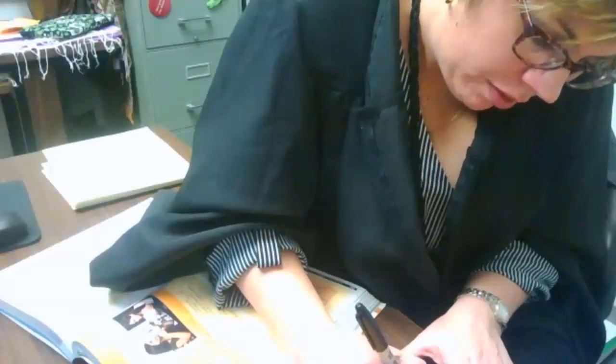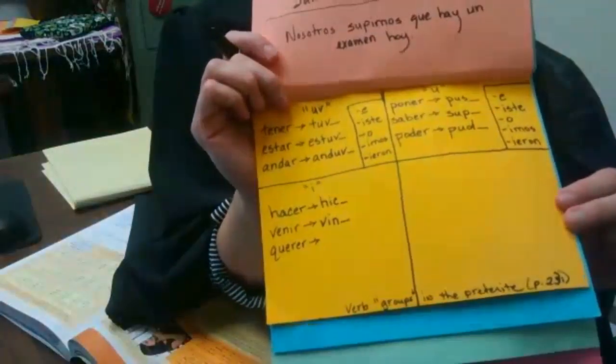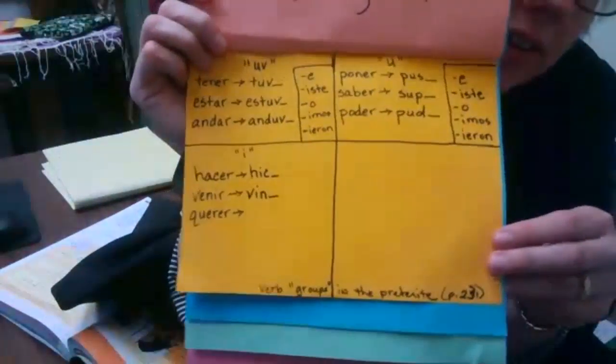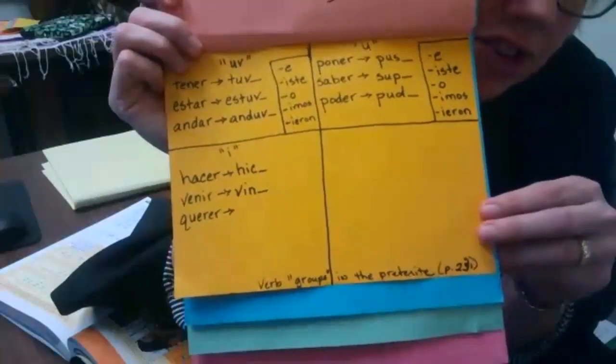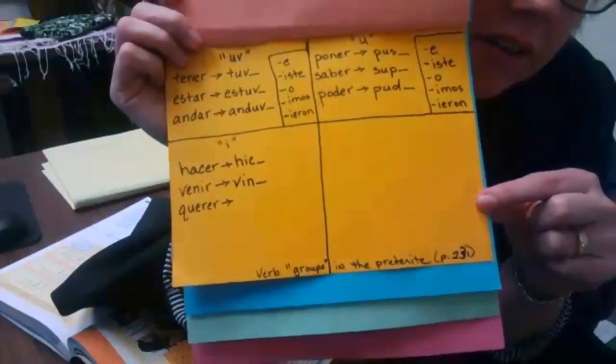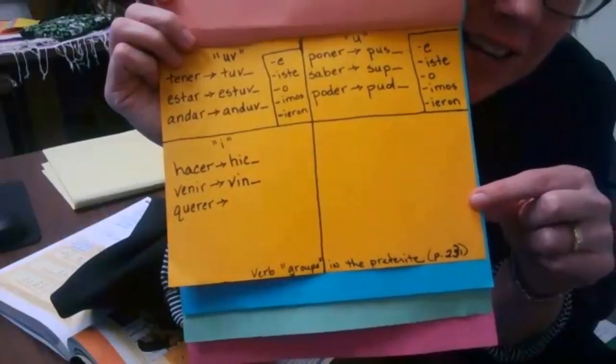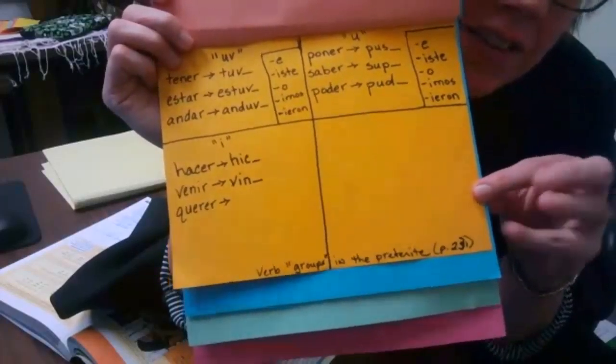The next one is querer. Querer means to want or to desire. Right? Querer. It's a stem changer. In the present tense, it's an E to IE, but is it going to stem change in the preterite tense? No, it's not, because it's not an IR verb, it's an ER verb. Okay? This also gets a new stem, and its new stem is quis. Q-U-I-S.